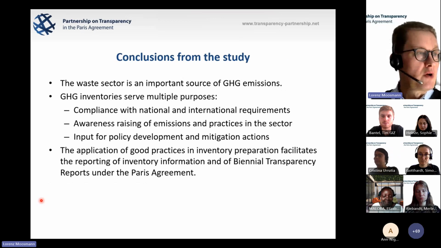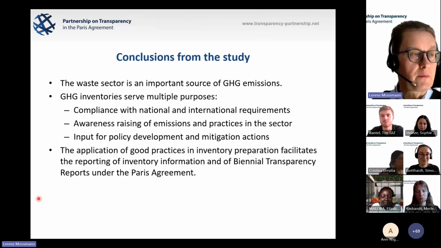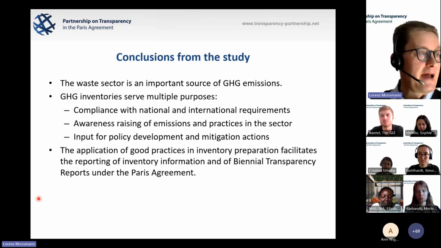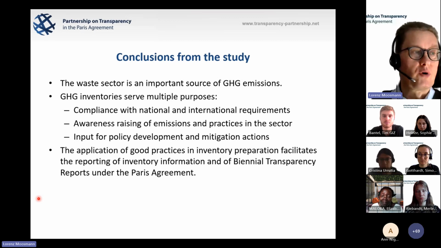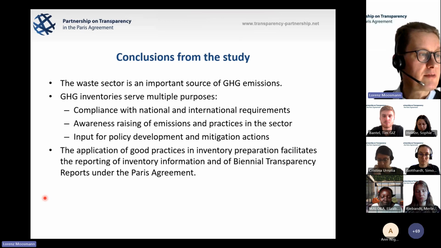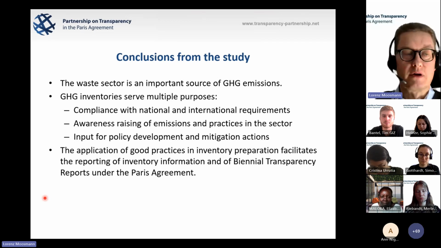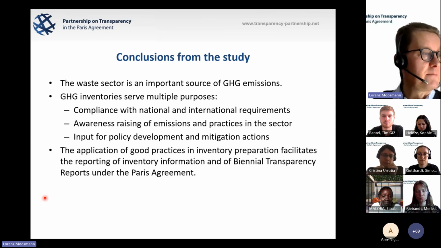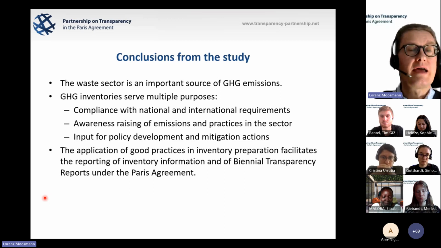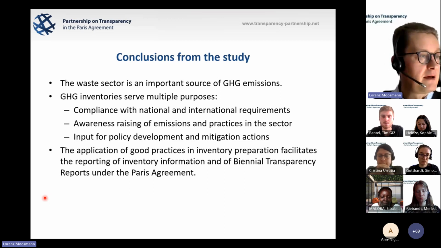With this, I would like to show some conclusions from that study, from that document. I would say the waste sector is an important source of greenhouse gas emissions. Greenhouse gas inventories do not serve just one purpose, but several: compliance with the reporting requirements, but also awareness raising, both for the emissions which are going on and the practices which are there. And this can provide input for policy development and mitigation actions.